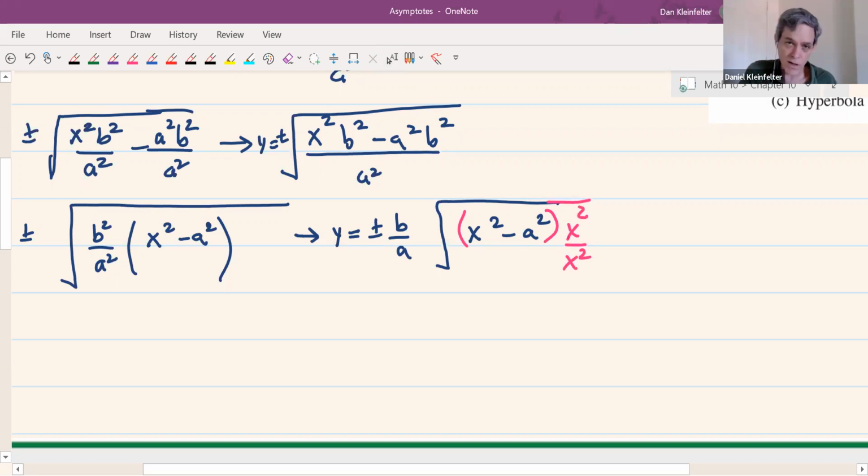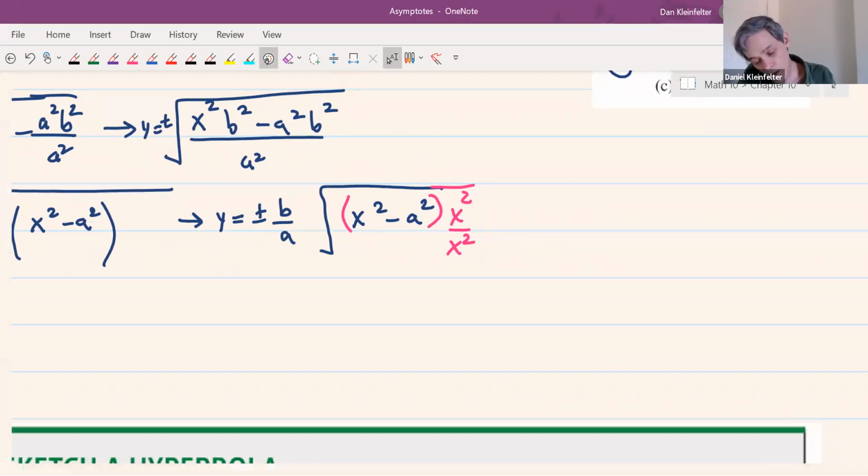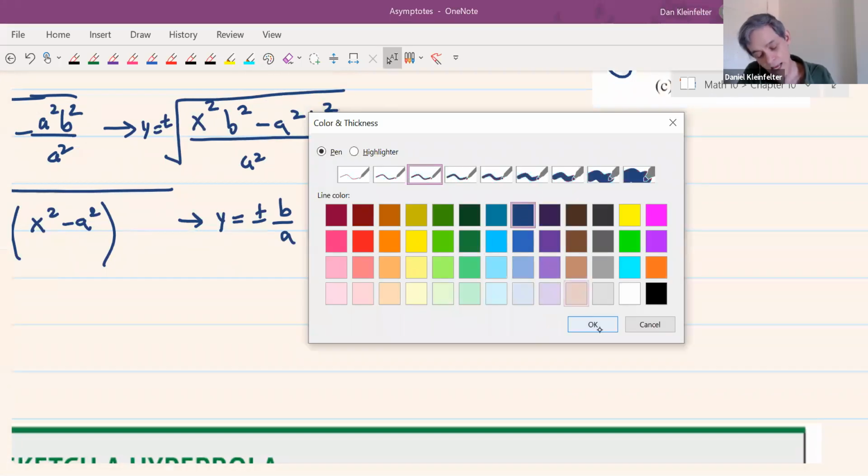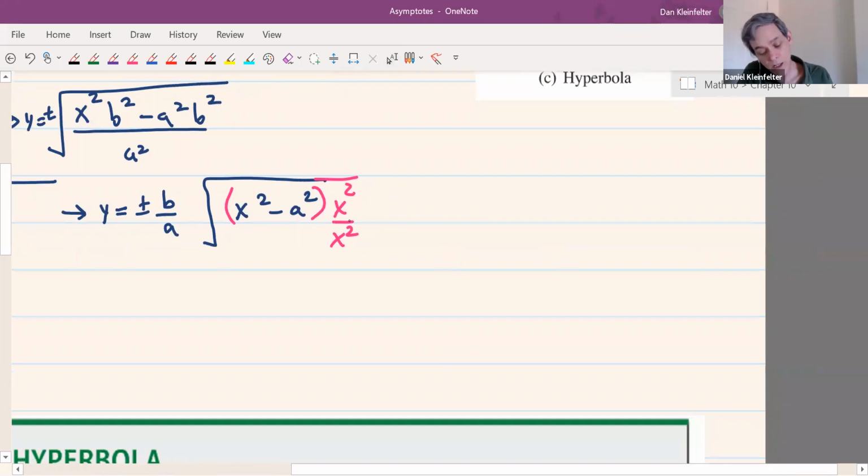And in case you're concerned about division by 0, let's just say that x is not 0. We're, after all, interested in the end behavior for this graph, and so x is pretty far away from 0. All right, so we've multiplied through here by x squared over x squared, and that didn't change the value of what we're working with any. I'm going to take the numerator x squared and bring it outside the radical. The square root of x squared will be an x. So we're going to have y equals plus or minus b over ax.